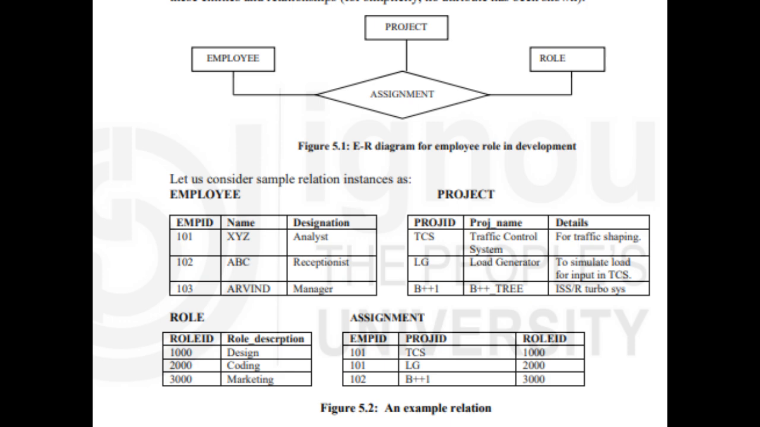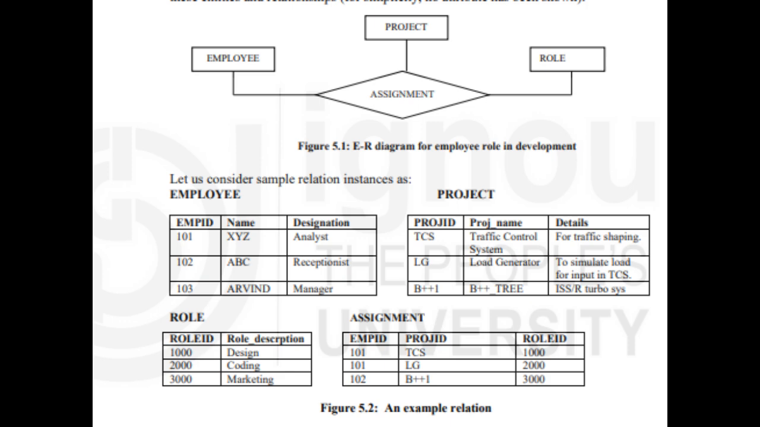Let assignment be a relationship between the entities employee, project, and role, describing which employee is working on which project and what the role of the employee is in the respective project. Figure 5.1 shows part of the ER diagram for these entities and relationships. For simplicity, no attribute has been shown. Figure 5.1, ER diagram for employee role in development.